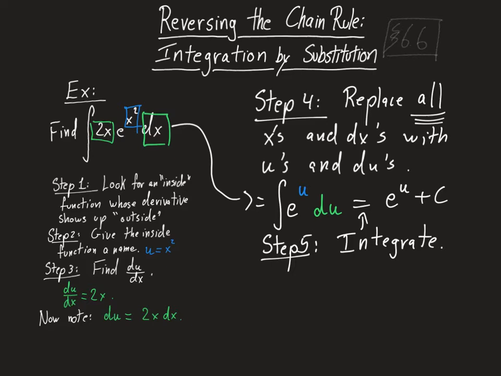And you can see here, remember the goal of this process was to use a substitution to transform a difficult problem, remember, this was hard, into an easy problem. This one is easy. This is literally just our exponential rule for integrals. All right, we're not quite done yet, though. We still need to do step 6.